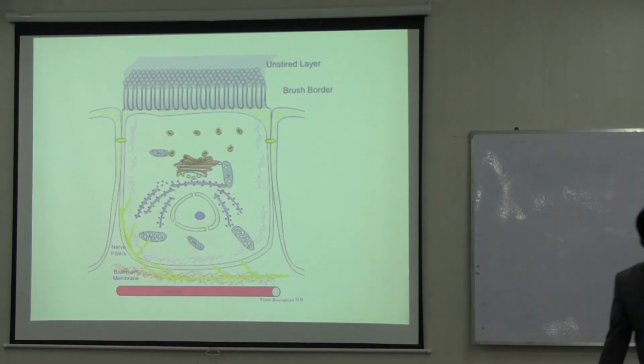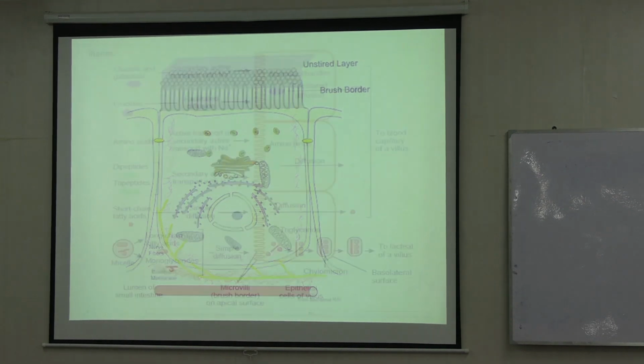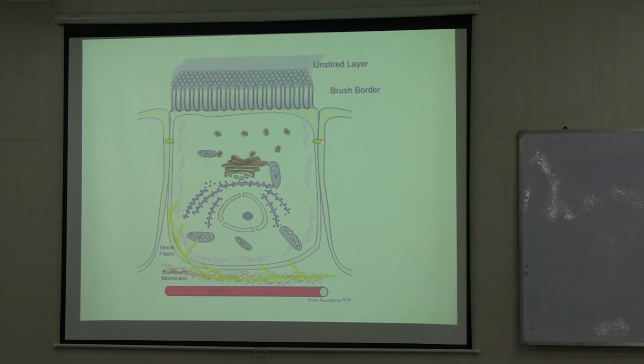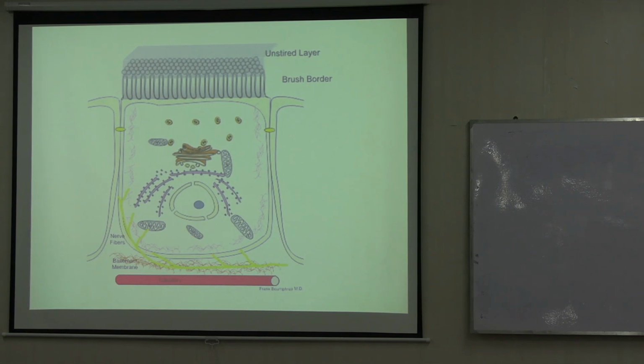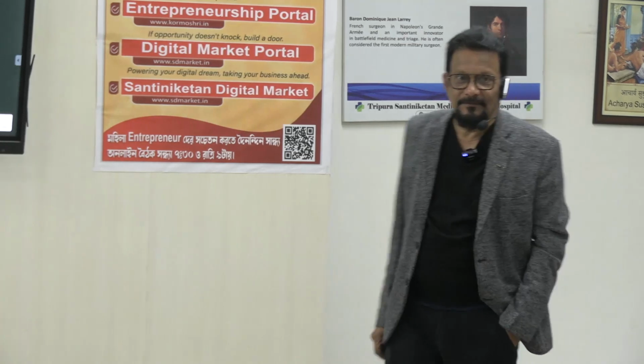These are what? Brush border epithelium. This is one cell of the brush border epithelium. Can anybody tell? You will find some questions from here. I mean, these are cell junctions. There are different kinds of cell junctions. Can anybody tell me what these different kinds are?